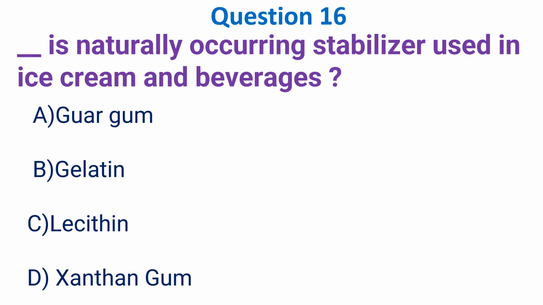These are examples of stabilizers used in ice cream, such as guar gum and cellulose gum. The answer to the question is A. Guar gum, which is used as a stabilizer in ice cream and beverages.